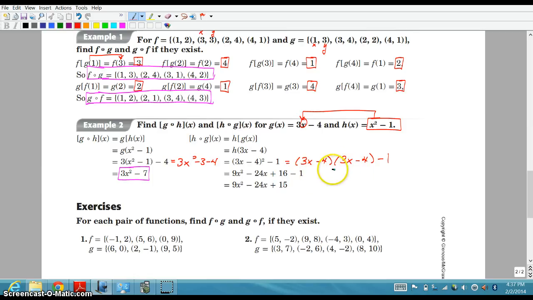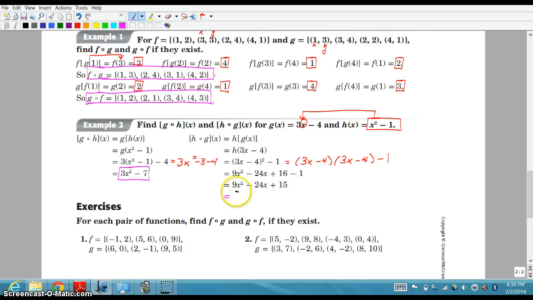Inside there is another negative 12x, so that adds to negative 24x. And then negative 4 times negative 4 is 16. We still have that minus 1, so don't forget to take 16 minus 1, leading us to 9x squared minus 24x plus 15.